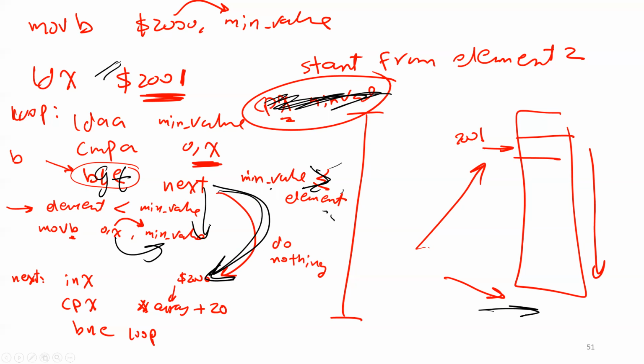You got it? Here, if you change this instead of less or equal, I'm going to make it greater. So if the minimum value is greater, don't do anything. If the element is greater, I'm going to come here, take the element, and put it here. Is that okay? Just by changing this one, instead of less, I make it greater. Any questions?